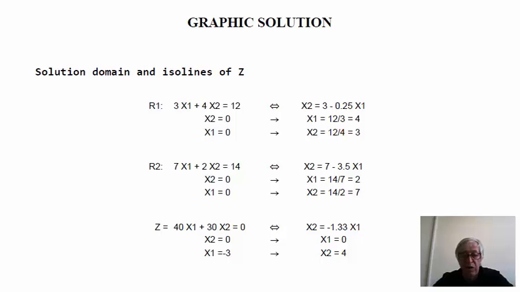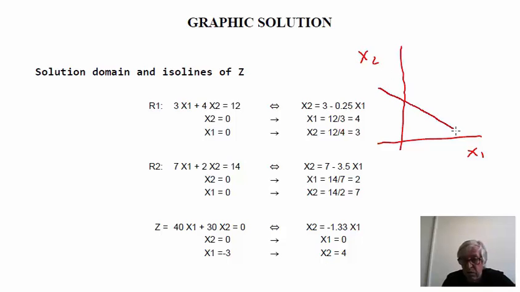Now we are going to show how to solve this problem using the graphical method, which we can use for 2-dimensional problems. So to apply this method, we need to identify the solution domain. So we need to draw a graphic in which we have the 2 axes, x1 and x2, and we need to identify the solution domain, which we do in this way.